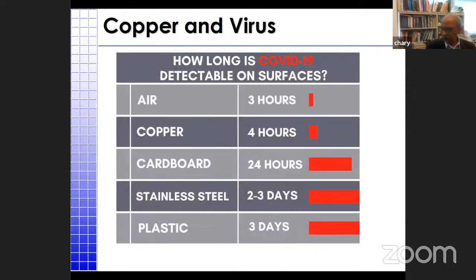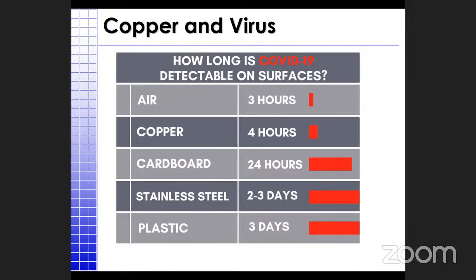Here is a study that showed that in air, the virus can stay for about 3 hours, and on copper about 4 hours. On cardboard, it can stay for 24 hours. On stainless steel, 2 to 3 days, sometimes up to weeks. And on plastic, up to 3 days. Most of the surfaces that we touch today are cardboard, stainless steel, or plastic. So there is a push now in the industry to change all these surfaces to copper.